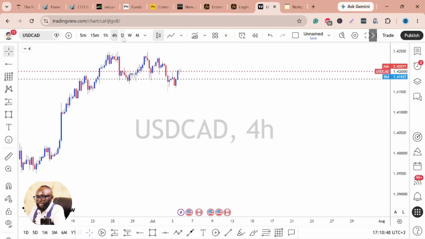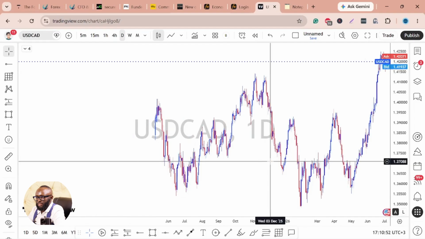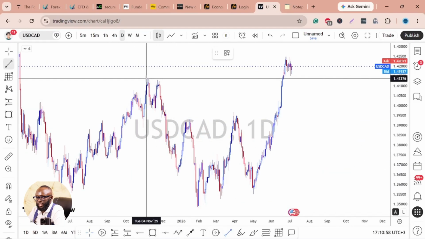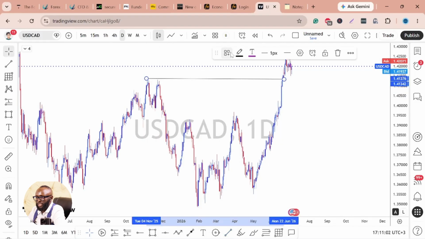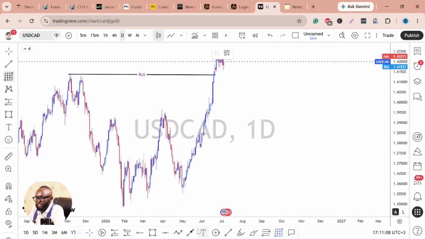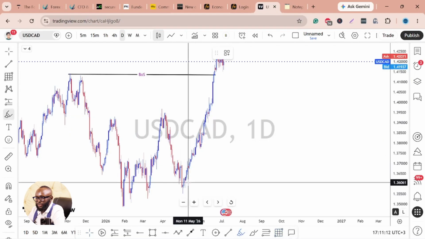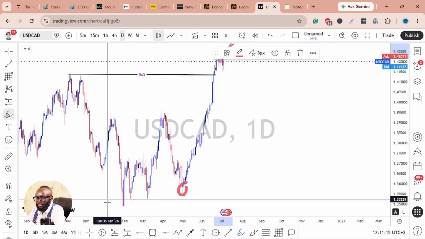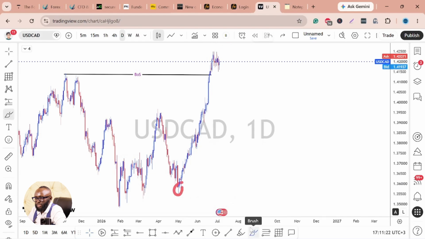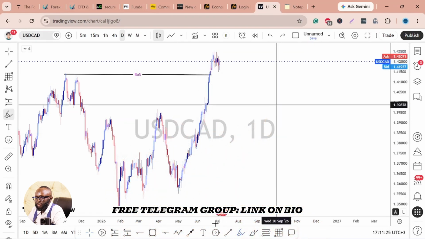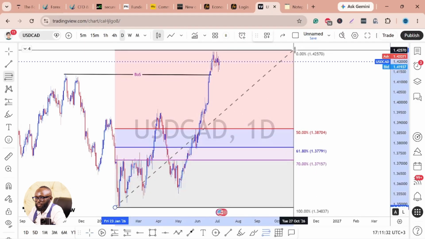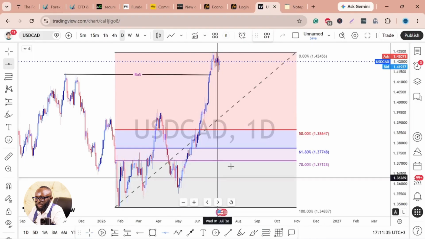Now for USD CAD, looking at where price is at the moment, price is really overstretched. Remember that we broke out of this particular key level here. This is where we had our break of structure from the daily charts. My anticipation is that this move over here, which is a very large swing, has hardly seen any retracement on USD CAD. So my expectation is that we might see price getting to the 50% retracement zone.